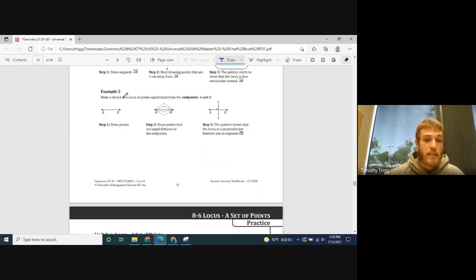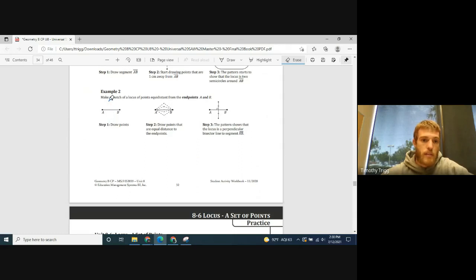Here's another example: make a sketch of the locus of points that are equidistant, meaning the same distance, from the endpoints A and B. So here are A and B. I want every point that is the same distance between them. Here's a point. The distance to A is the same as the distance to B, so that would be in the locus. Here's another point that's the same distance to A and B, and another. You can see I can continue to make these points, and eventually you would make this right here, which you describe as a perpendicular bisector of AB. So that's what you would eventually produce.